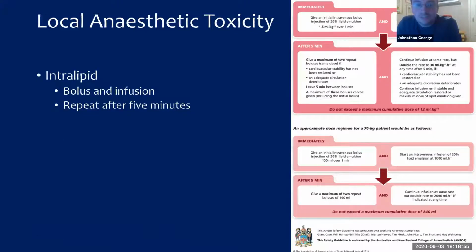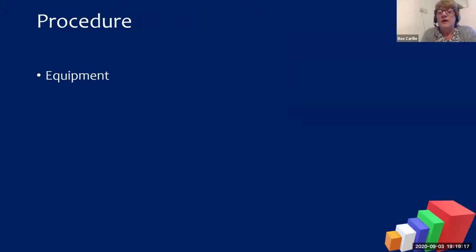So dosing, you need to have a bolus of Intra-Lipid infusion, 1.5 mils per kilo, very quickly, over a minute, and then you'd start an infusion of 20% at 15 mils per kilo. Then reassess after 5 minutes, and you might need further boluses, and you might need to increase your infusion rate. People are saying, John, it's also in the ALS manual, chapter 12. Yeah. Good.